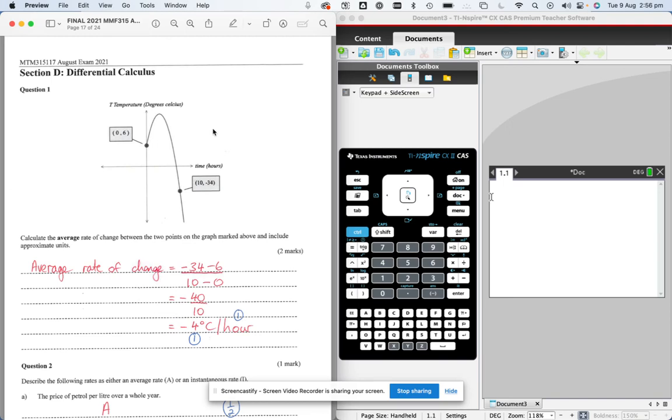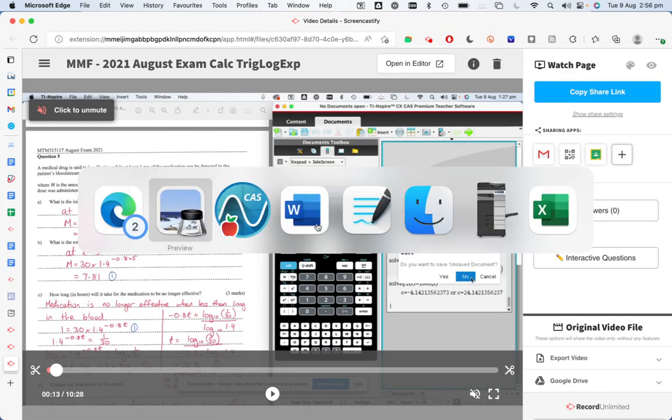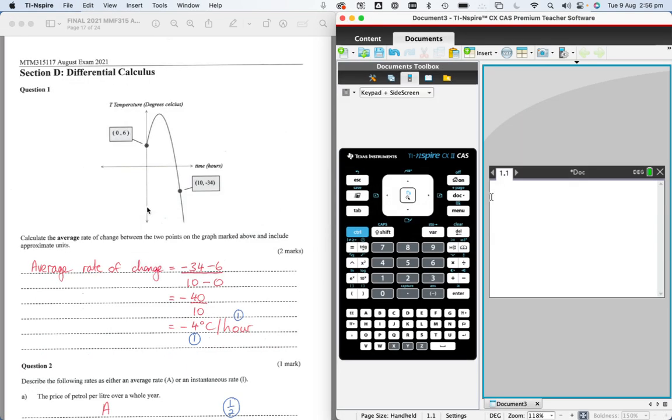Okay, so section D, calculus. Again, some things in this section will just not be easily done on a calculator. Sorry, I'll just get back to my screen. So let's have a look at it.